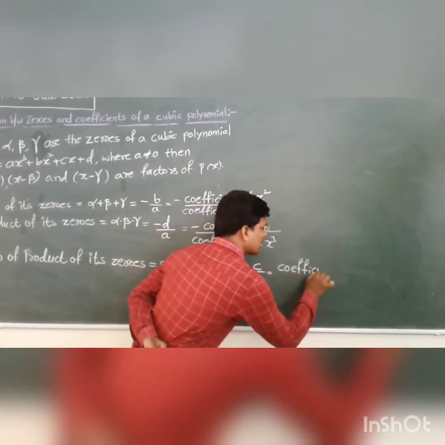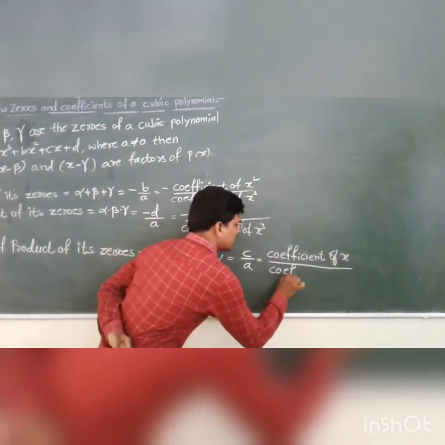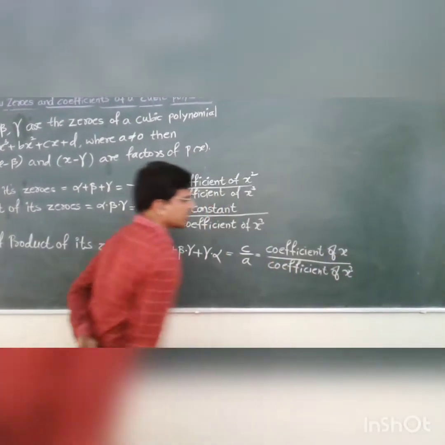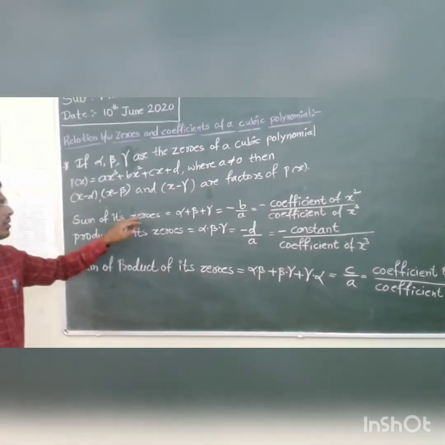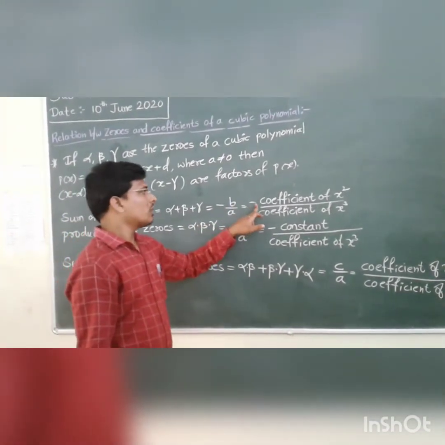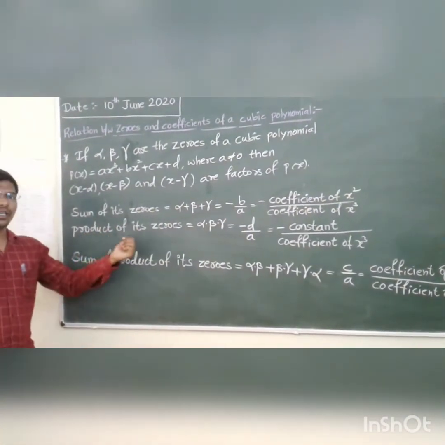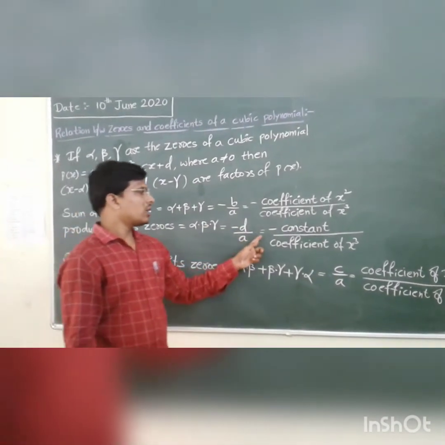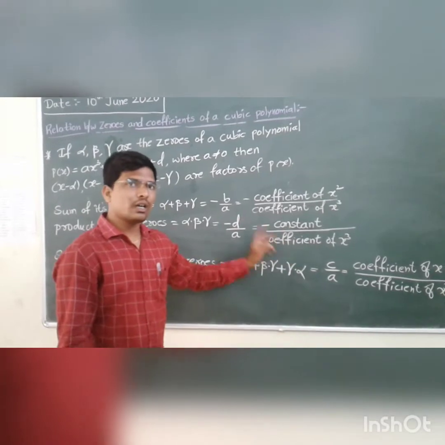Coefficient of x divided by coefficient of x cube. So this is the relation. So once again, listen students, the sum of its zeros, alpha plus beta plus gamma, is equal to minus b by a, that is equal to minus coefficient of x square by coefficient of x cube. Next, the product of its zeros, alpha into beta into gamma, is equal to minus d by a, that is equal to minus the constant term, because that has no variable, by coefficient of x cube.